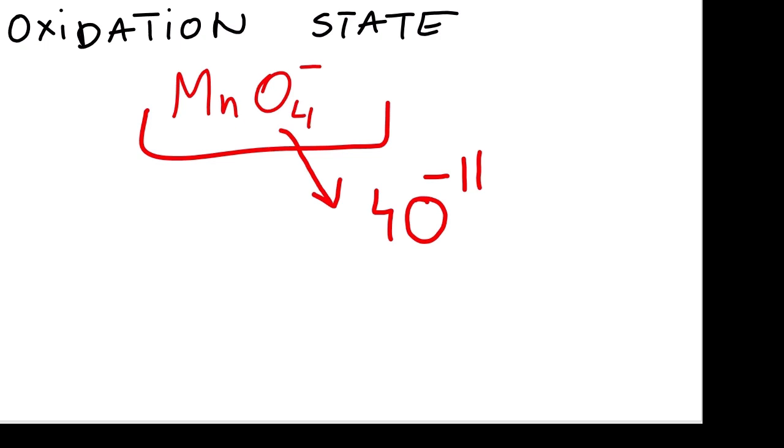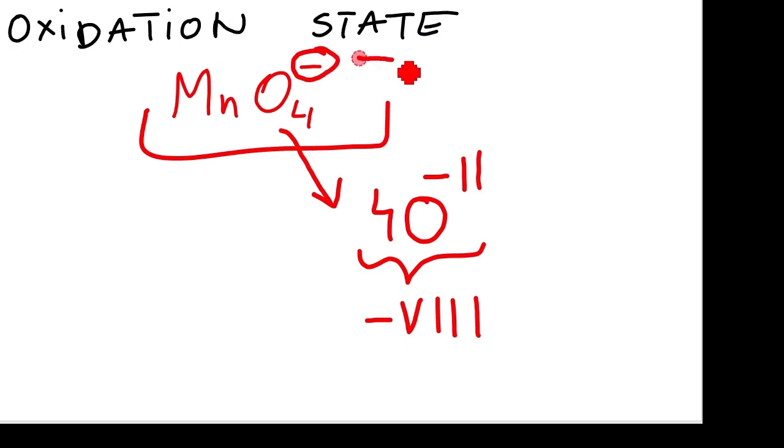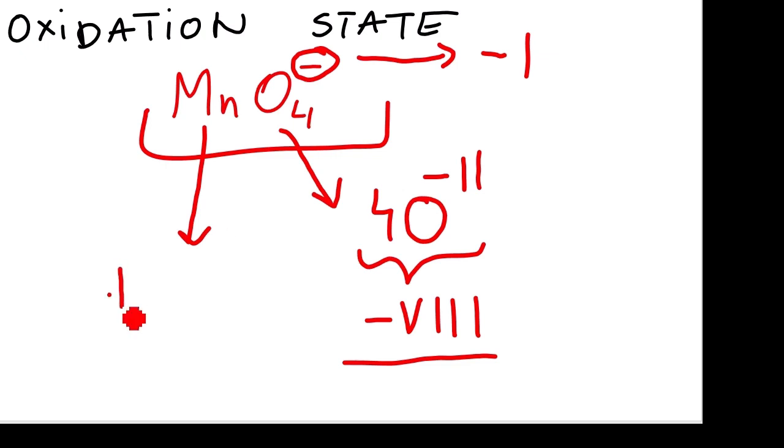So these 4 atoms of oxygen give us the total oxidation state equal to -8. So if the net charge of this ion is equal to -1, and oxygen gives us -8, the oxidation state of manganese is equal to, yes, you are right, +7.